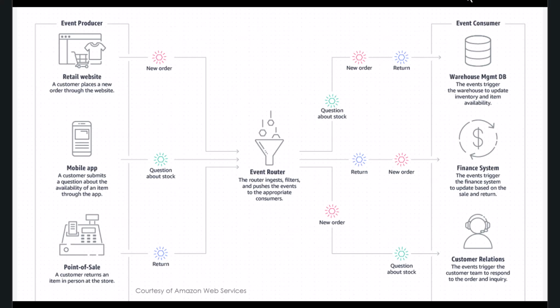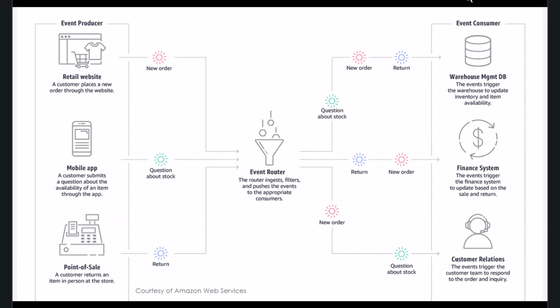Here's a diagram courtesy of Amazon Web Services. It's an example of an event-driven architecture for an e-commerce site. This architecture enables the site to react to changes from a variety of sources during times of peak demand without crashing the application or over-provisioning resources.